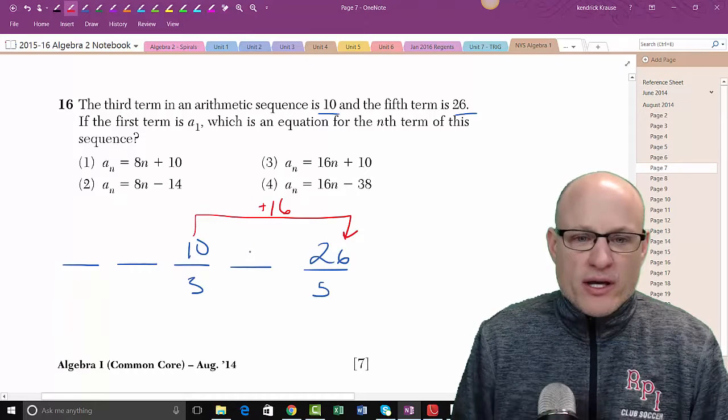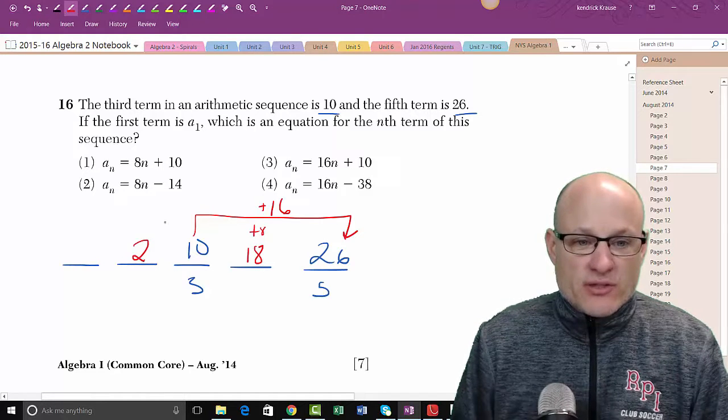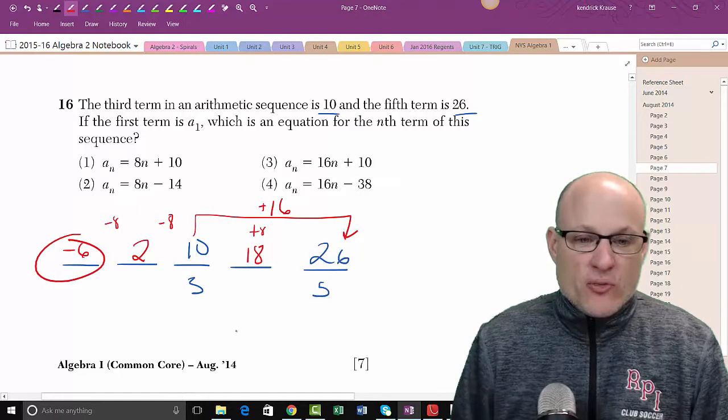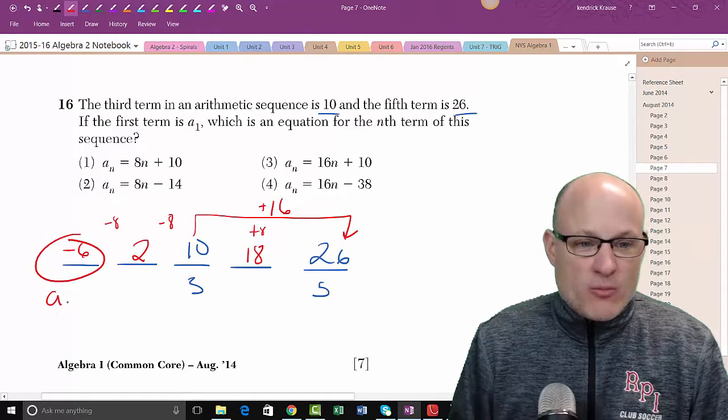So if I want to go halfway, I'm going plus 8. So this should be 18. Well, if that's true, then this should be 2, because I subtract 8. And I'll subtract 8 again, I should get negative 6. So my equation is, this is my a sub 1.